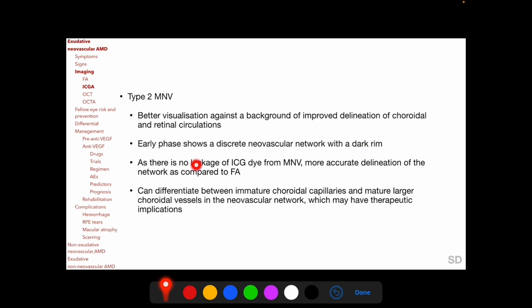And as there is no leakage of ICG dye from either type 2 or type 1 MNV, more accurate delineation of the network is possible as compared to fluorescent angiography. And ICGA may differentiate between immature choroidal capillaries and mature larger choroidal vessels in the neovascular network, which may have therapeutic implications as we will discuss with OCTA.